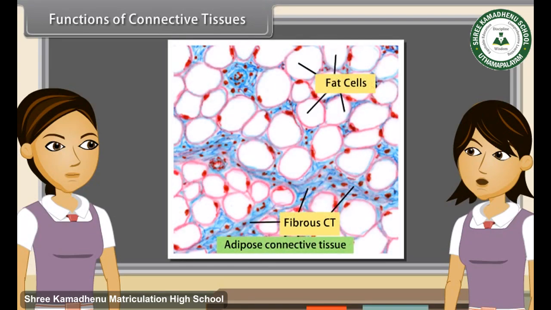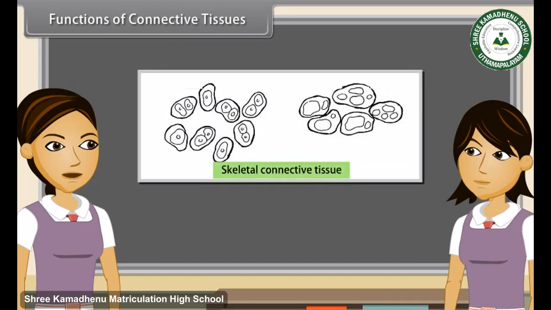Adipose connective tissue stores fat, gives shape to limbs and the body, keeps the visceral organs in proper position, acts as shock-absorbing cushions around kidneys and eyeballs, and also acts as an insulator. Skeletal connective tissue forms endoskeleton, provides flexibility and support to the body parts, protects vital organs, stores calcium and phosphate.